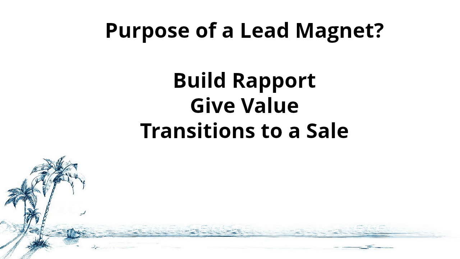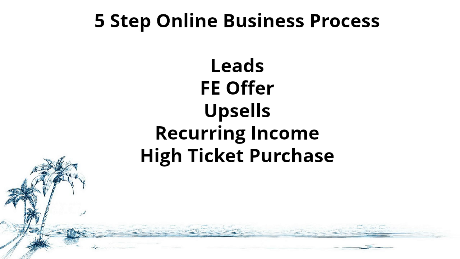All online businesses have a 5-step business process, and you better be aware of that. And it's pretty simple, and this is what it is. 1, getting leads. Secondly, making a front end or a lower priced offer. Thirdly, providing an upsell to them. Fourthly, building a recurring income stream. And fifthly, encouraging them to take a high ticket purchase. Leads, front end offer, upsells, recurring income, and a high ticket sale. They're the 5 key steps for any online business, right?